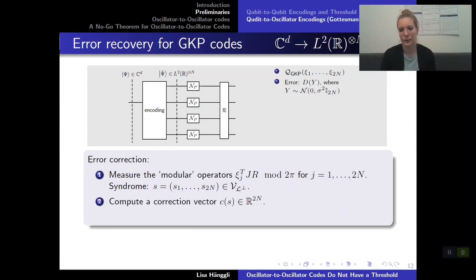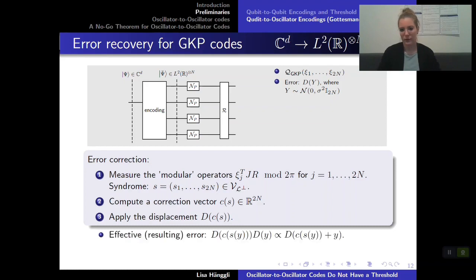Next, we compute a correction vector from the syndrome according to your favorite strategy. And then we apply the displacement with respect to this correction vector. So the overall resulting, or effective, error is the combination of the displacement with respect to the error vector y and the displacement with respect to the correction vector. And this, as we have seen before, is proportional to the displacement with respect to the sum of the error vector and the correction vector.